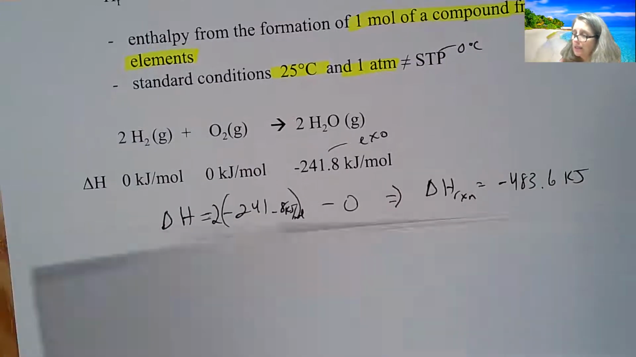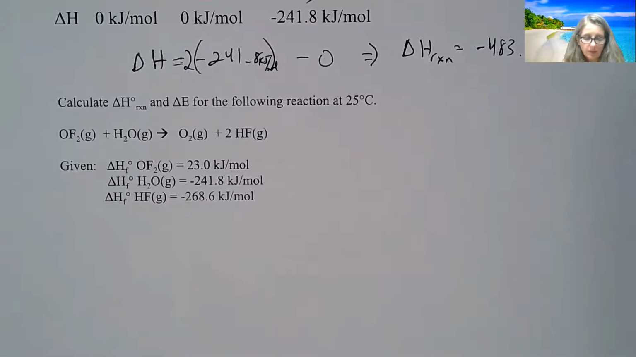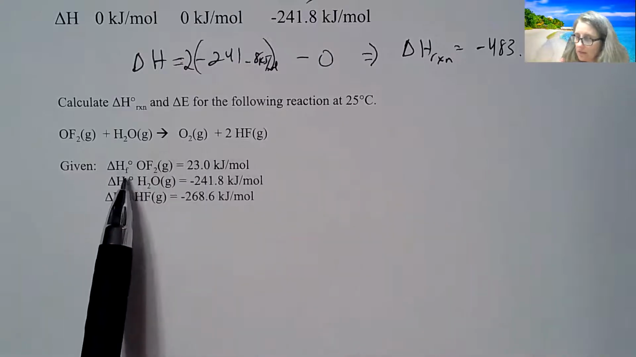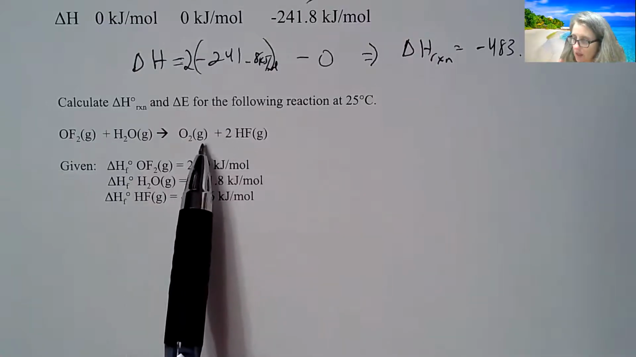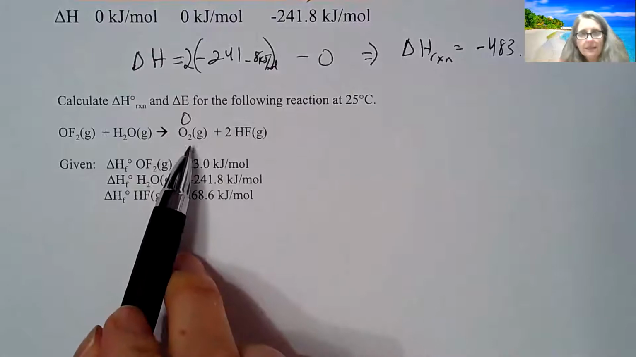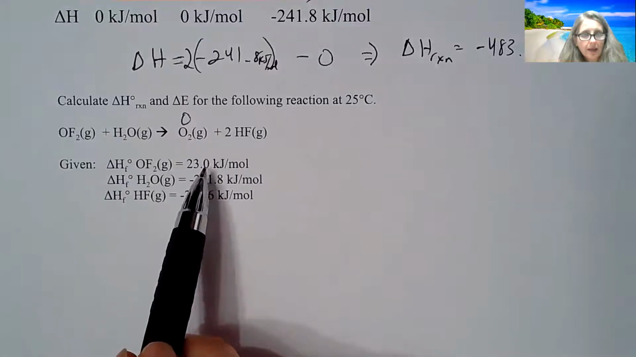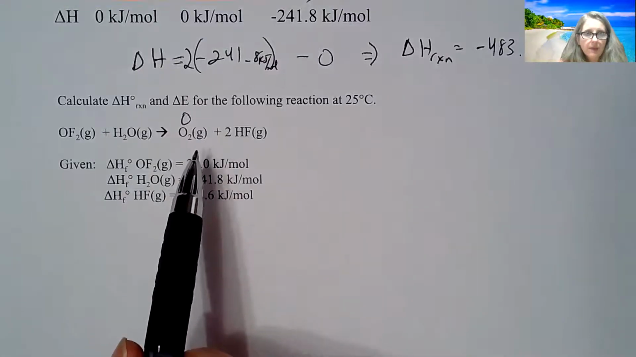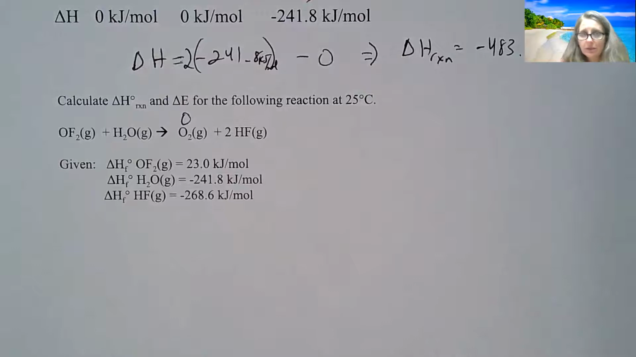So again, I'm going to give you numbers for these types of calculations, and then you're going to be asked to calculate certain things. So I'm going to combine this also with the delta E that we were talking about before as well to make it a little bit more interesting. So if I give you the delta H of formation of HF, O2 is of course going to be 0 because it is an element, water in the gas state, and then OF2 in the gas state. And again, if you look at Appendix C, different substances might have a different delta H because of the state of matter, gas, liquid, or solid.